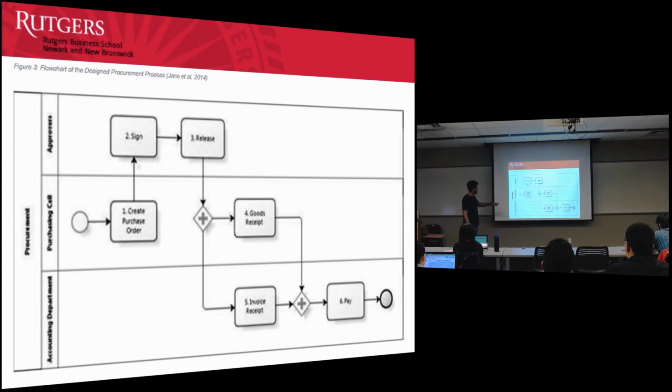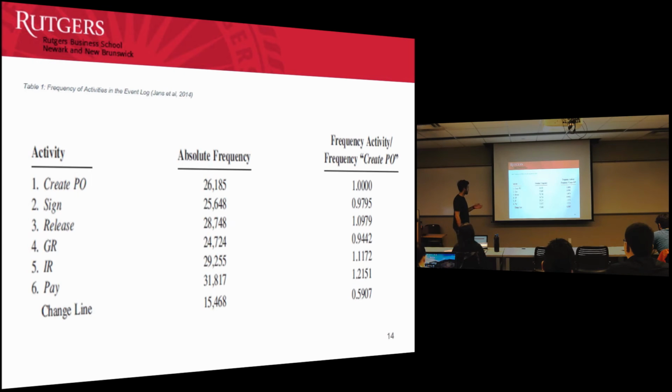So this is an example of the design of a procurement process. These are the steps that are required to happen. And this is the event log that they came up with. And as you can see, there are deviations. Not every creation of a purchase order was signed, for example.